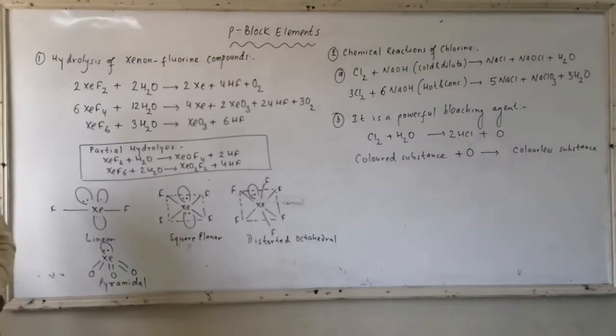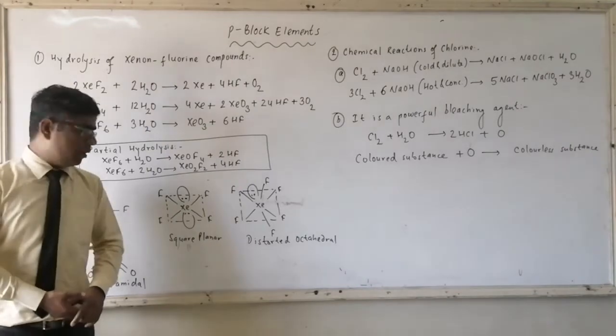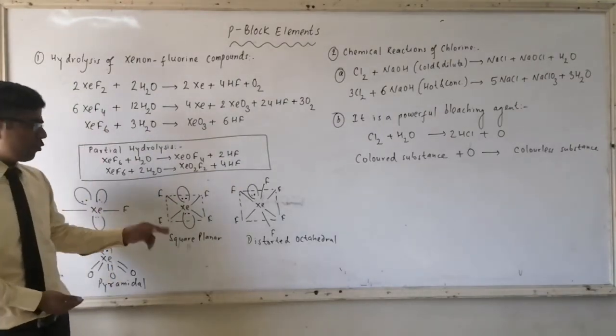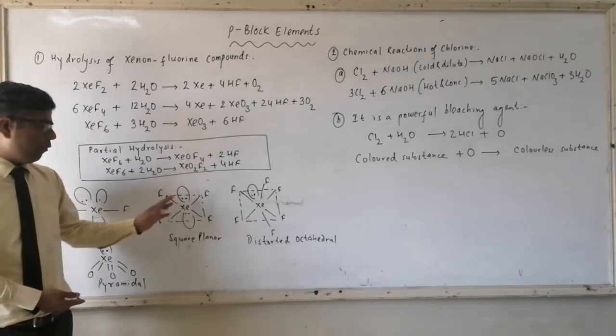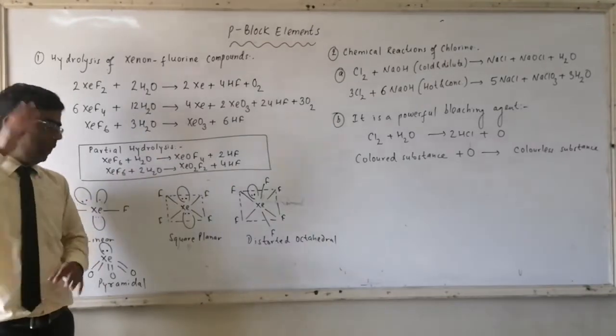About the structures: XeF2 has a linear structure. Whenever we have two bond pairs with three lone pairs of electrons, the geometry possible with minimum repulsion is linear geometry. Bond pairs and lone pairs will be arranged in this manner. If we have four bond pairs and two lone pairs, the geometry will be square planar. So XeF4 has square planar geometry. All the 4 F at the corners of the square, and one lone pair above the plane, one lone pair below the plane.